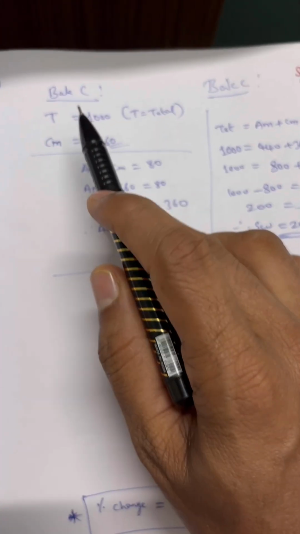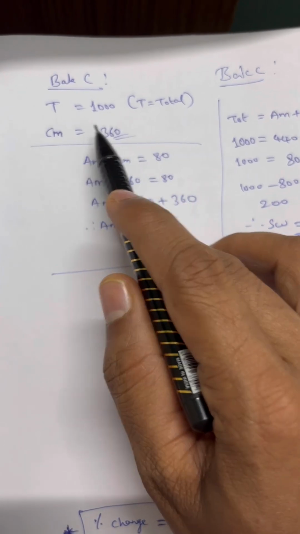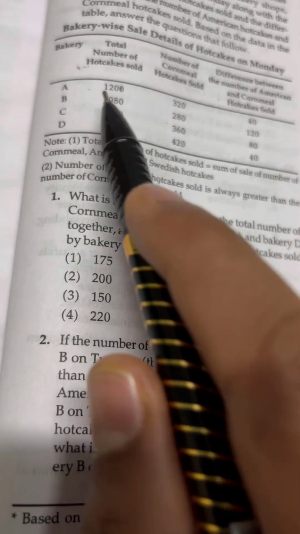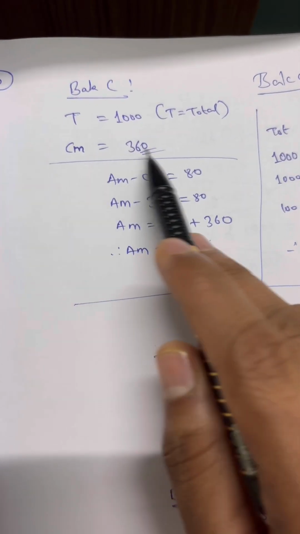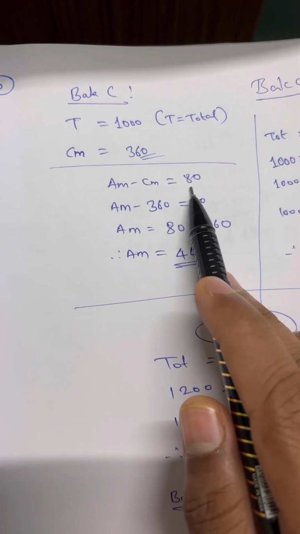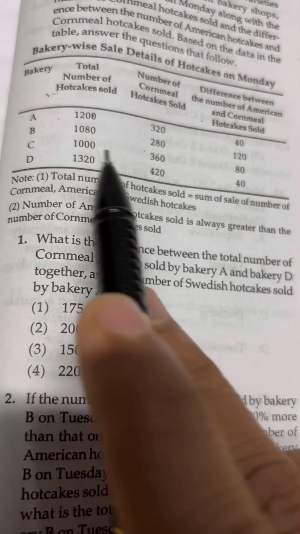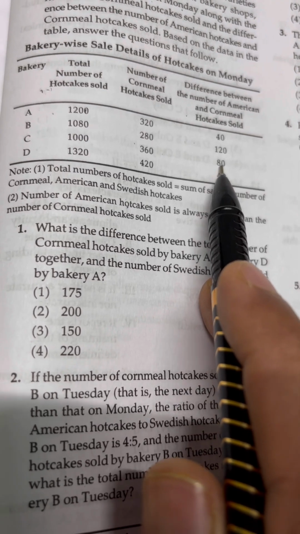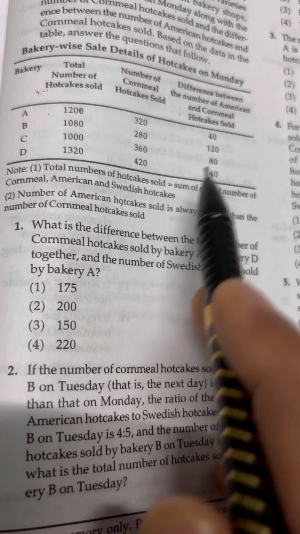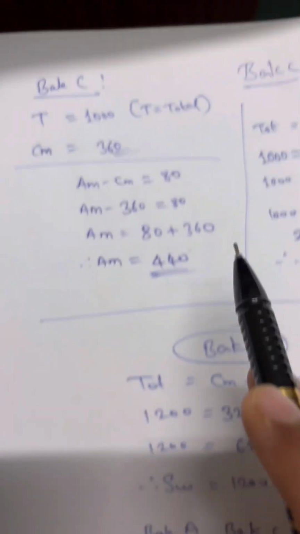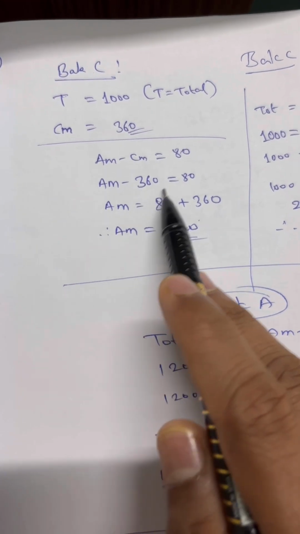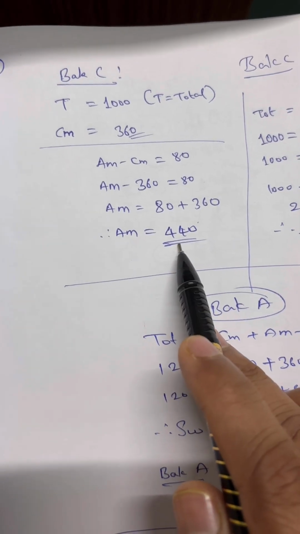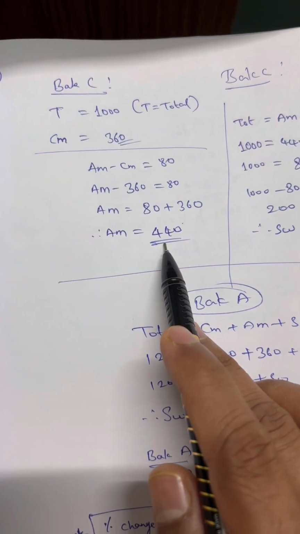Now the solution part. So for bakery C the total is 1000. So T, total, equals 1000. Corn meal they directly give, 360. For bakery C, the number of corn meal hotcakes sold is 360. Now we know AM minus CM they give as 80, the difference for C. That means American minus corn meal is 80, because American is always greater. So American minus 360 equals 80. So American equals 80 plus 360, which is 440. So for bakery C we have CM 360, American 440.